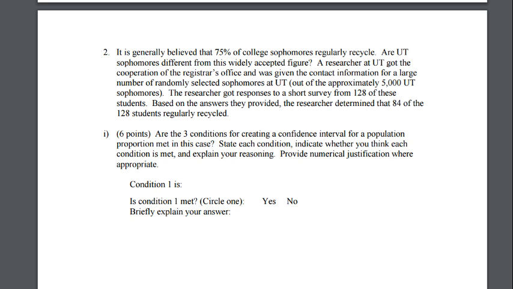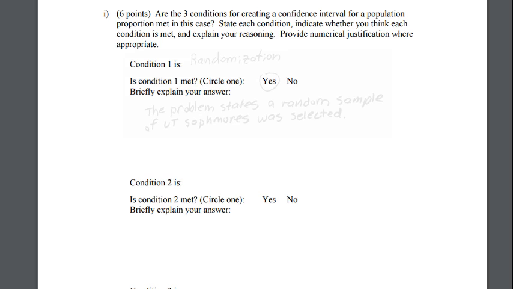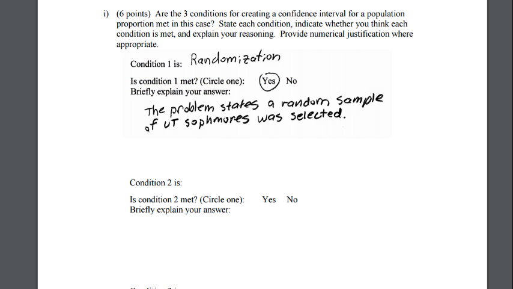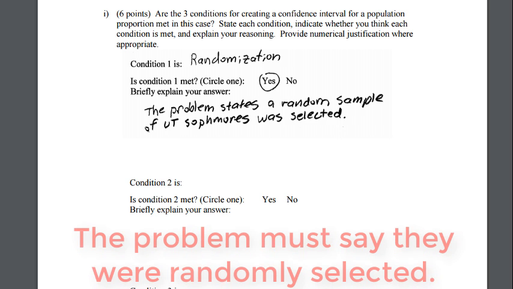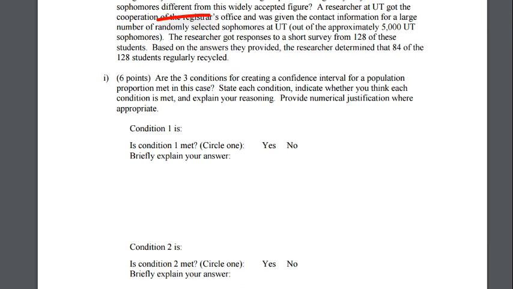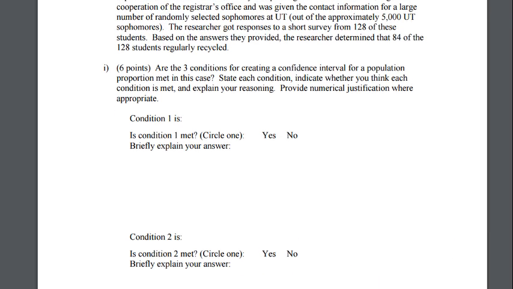So let's go ahead and check our three conditions. Our first condition is random. As with any testing or confidence intervals, we need a random sample. And the problem says it's random. And that's how you know it's random, is if the problem says it's random. I can't say that enough. If it doesn't say it's random, do not say it's random. This problem specifically stated that the sophomores were randomly selected.